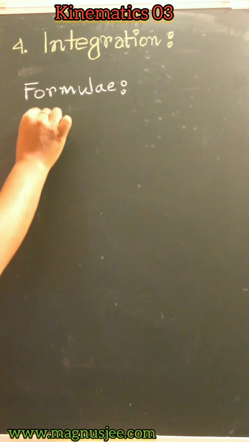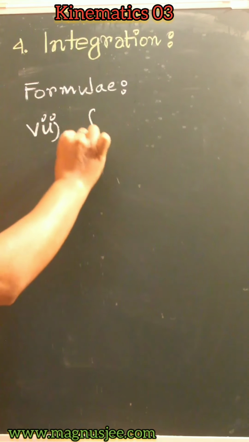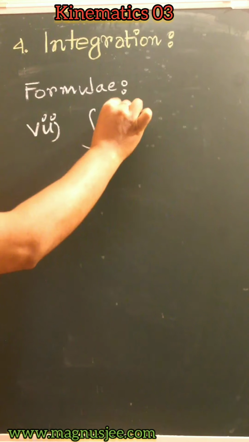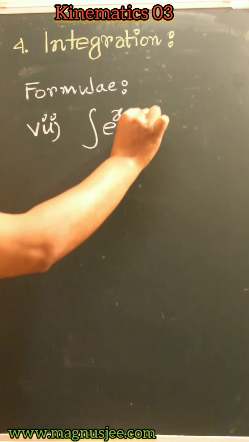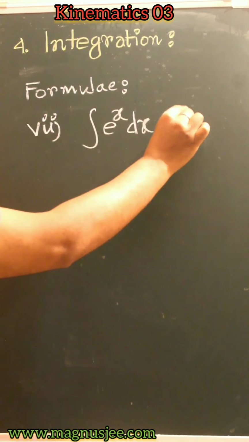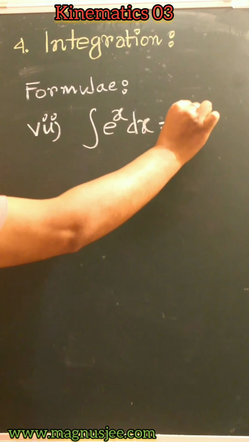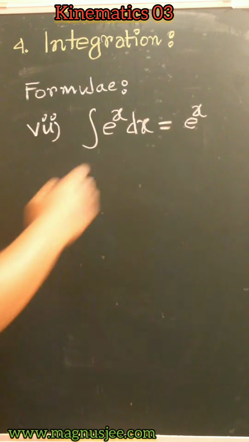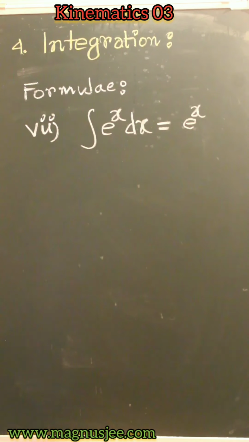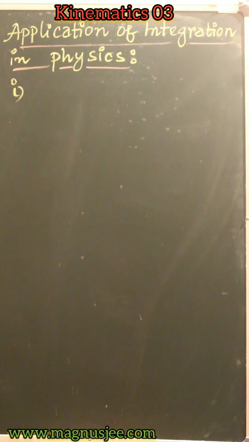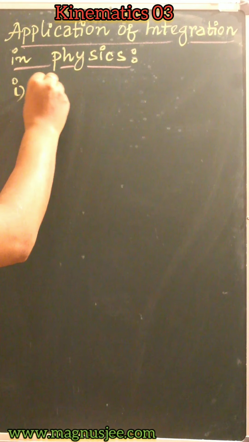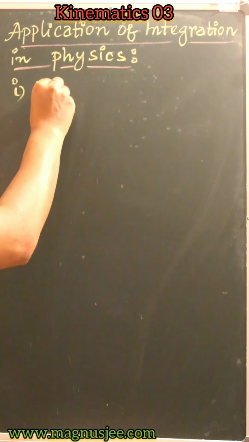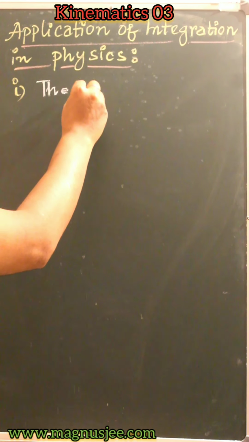Next is formula number 7 in connection with integration. Integration of e^x dx is equal to e^x, where e^x is the exponential function. There will be no change in integration over e^x. Now, application of integration in physics.